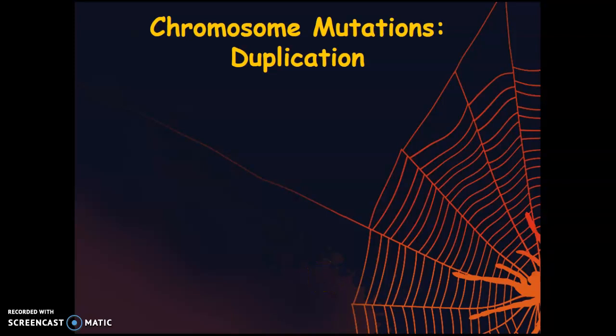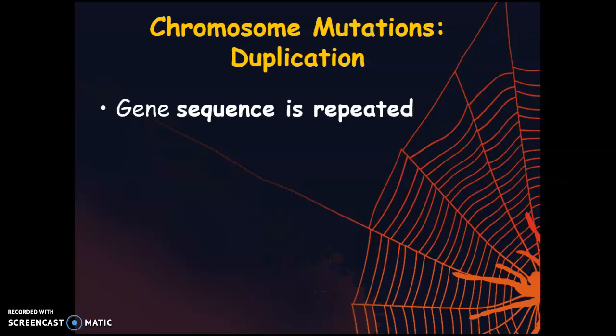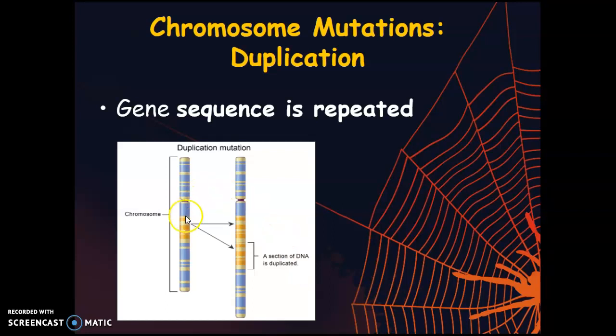Duplication is when we have a duplicated piece. So a piece or gene segment or sequence is repeated. So say DNA replication occurred and we copied this segment twice, we would have an extra piece of that chromosome. That can be very confusing.